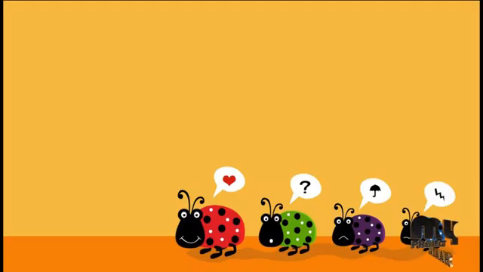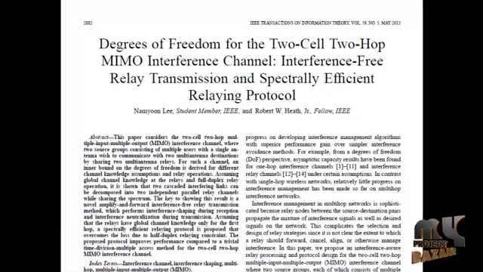We discuss degrees of freedom for the 2-cell 2-hop MIMO interference channel, interference-free relay transmission and a spectrally efficient relay line protocol. This paper considers the 2-cell 2-hop multiple input multiple output interference channels, where two source groups consisting of multiple users with a single antenna wish to communicate with two multi-antenna destinations by sharing two multi-antenna relays.